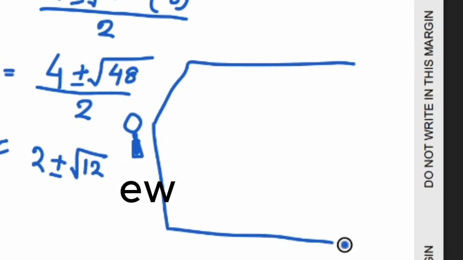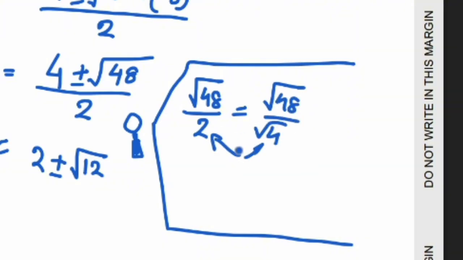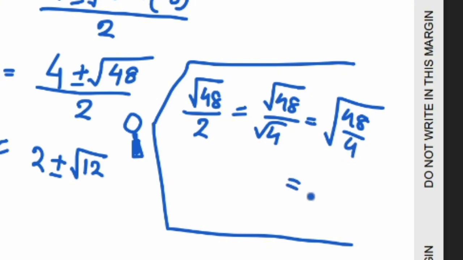Nice drawing. Anyway, so what I did here is this, we have this, right? We are going to introduce a square root on the denominator as well. That is root 4, that is 2. These two are equal. Then we're going to combine the fractions like this, and 48 over 4 is just 12. So that is how I got root 12.